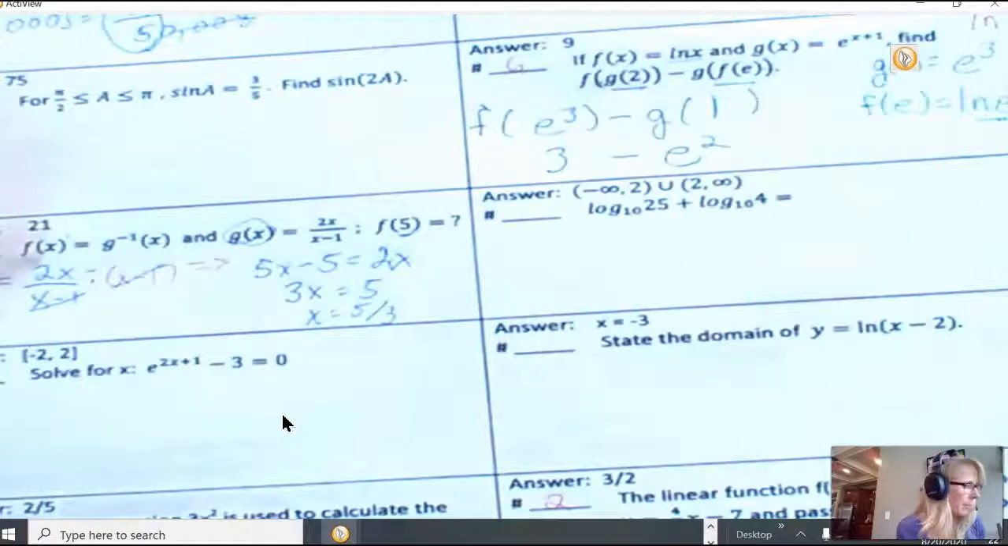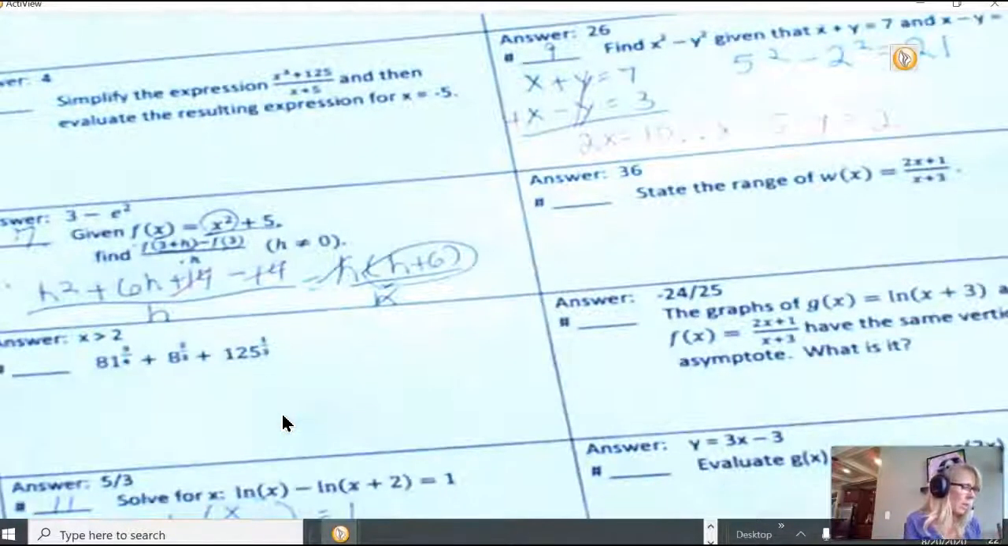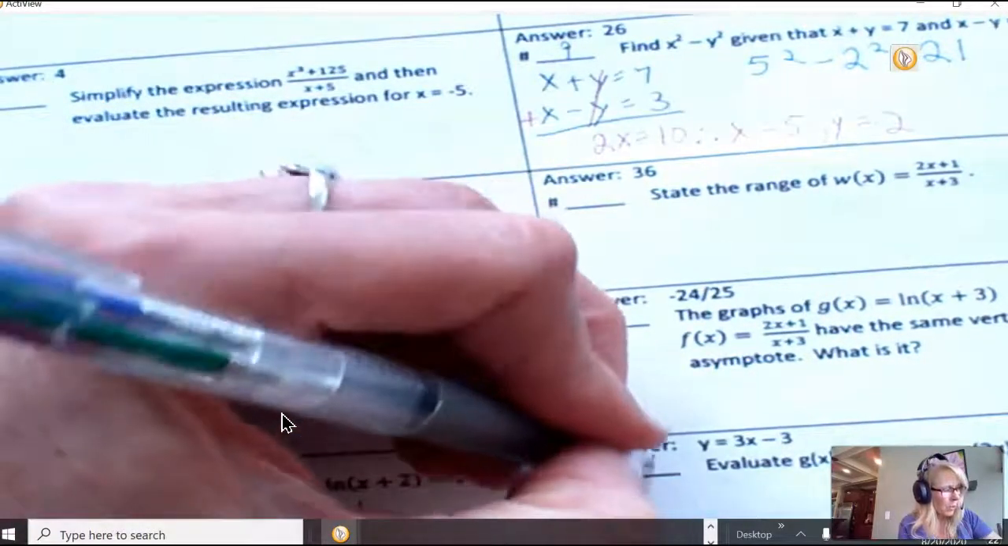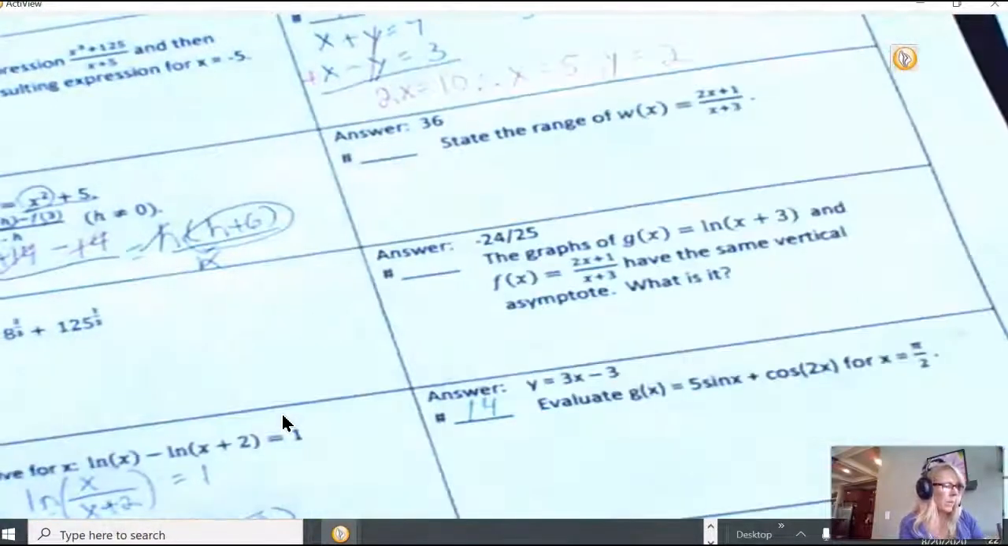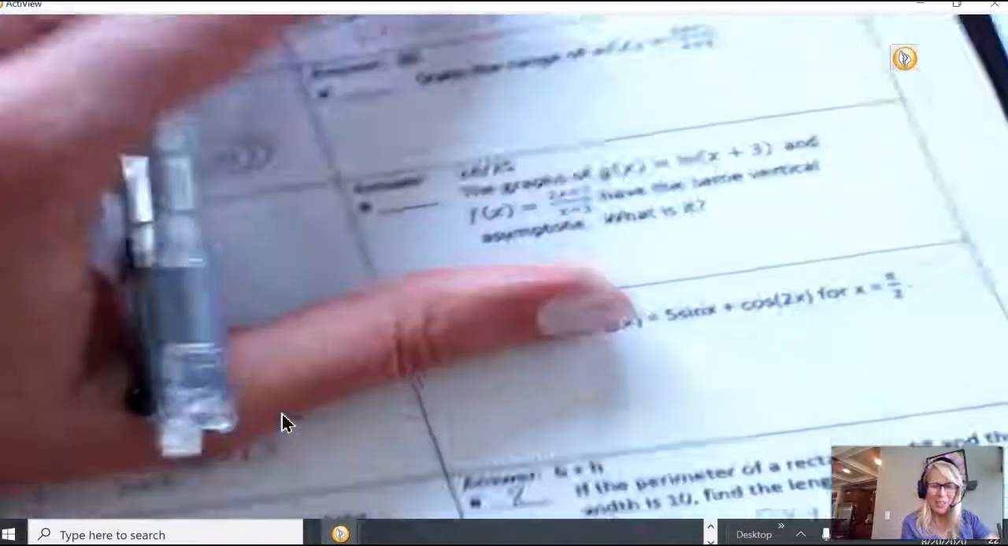Let's go find it. Let's see. I think it is on the other side. Yep, this is number 14. Okay, so for number 14, I am doing good, okay. I don't want to make a silly mistake somewhere.